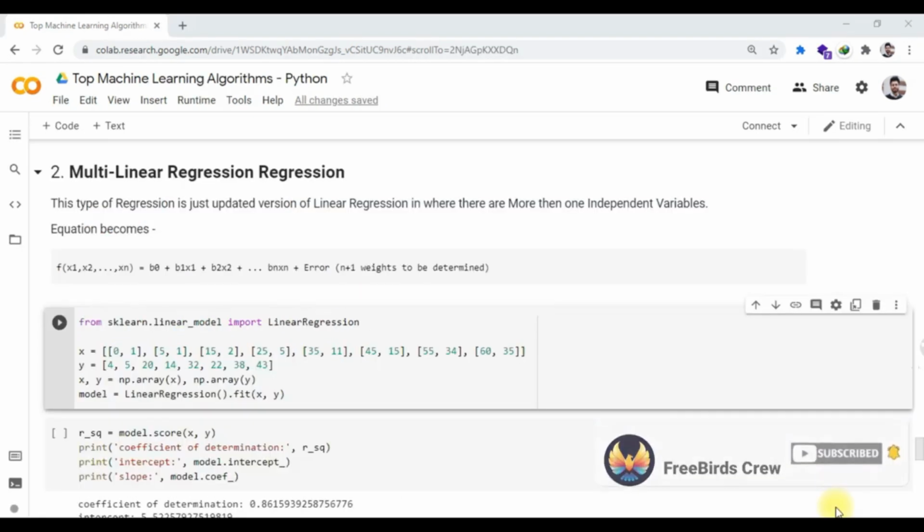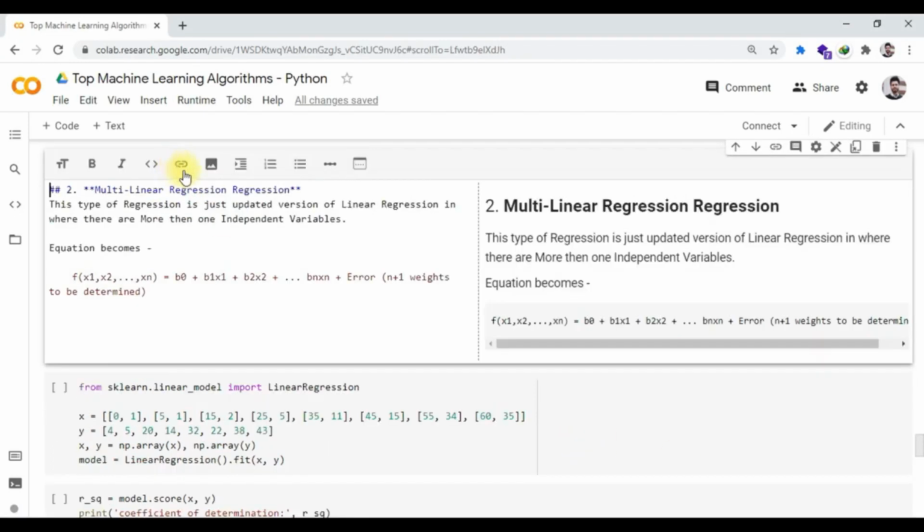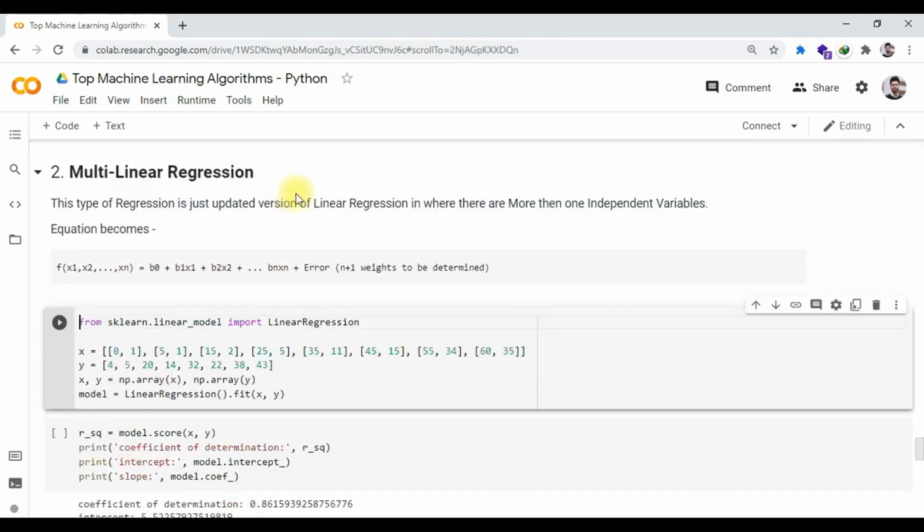So in this video I will tell you about the multi-linear regression algorithm. The multi-linear regression algorithm is basically the simplest form of the machine learning algorithms, where we just have to move one step ahead from the simple univariate linear regression. Because as you know, in the linear regression we have only one independent variable, but in multi-linear regression we have multiple independent variables and one target variable.